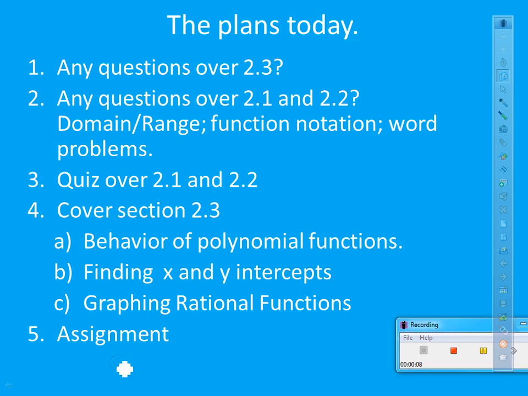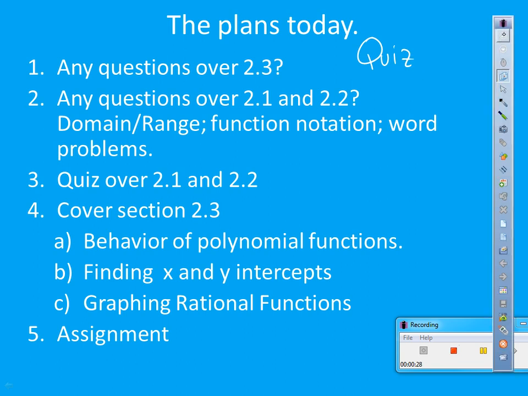Here are the plans for the day. I need to cover section 2-3 with you. You'll find that it's 99.9% review from your FST days. I might just change the notation that you use just a little bit, but overall the topic's going to be the same. I would like to quiz you next class though.